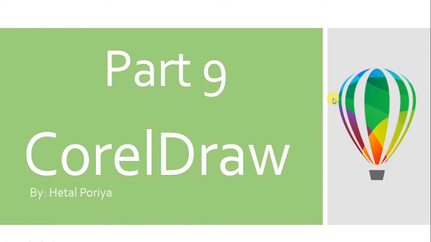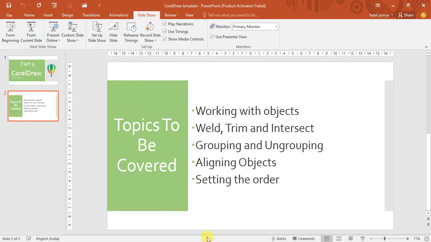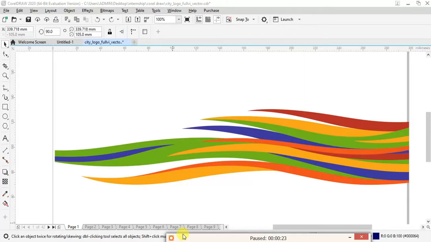In this video, we are going to cover the following topics: working with the objects, the weld, trim and intersect tool, then grouping and ungrouping, aligning objects and setting the order. So let's begin with this. Our first topic is to work with the objects.